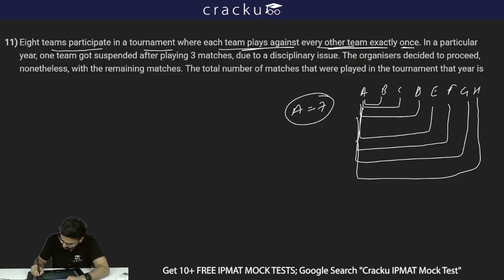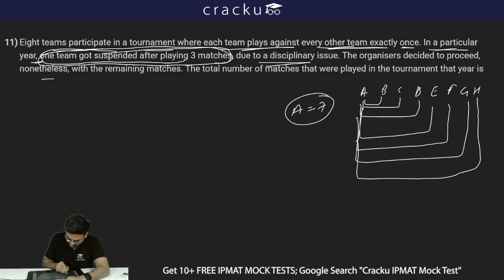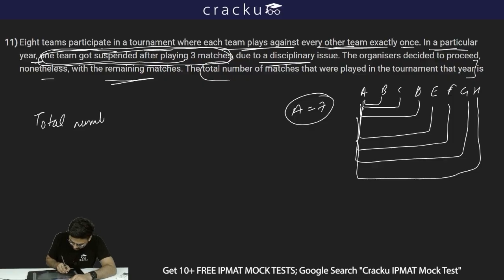Let me just read out the question first. In a particular year, one team got suspended after playing 3 matches due to disciplinary issues. The organizer decided to proceed nonetheless with the remaining matches. The total number of matches that were played in the tournament that year will be? So after one team played 3 matches, it got suspended due to disciplinary issues. So what is the total number of matches if that team was not removed?